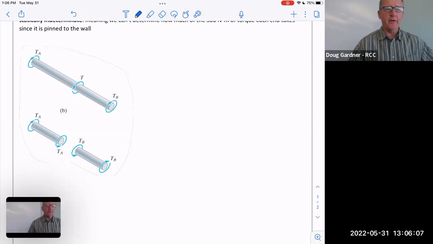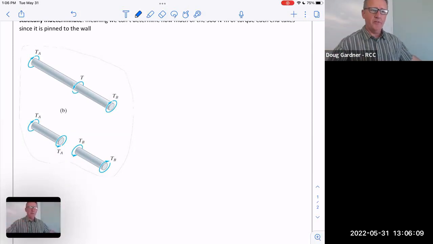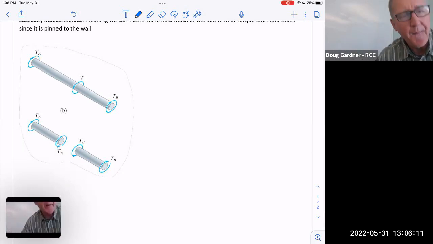I stole these figures out of the book. I don't know why that little cut tool I use leaves a stupid image around it.